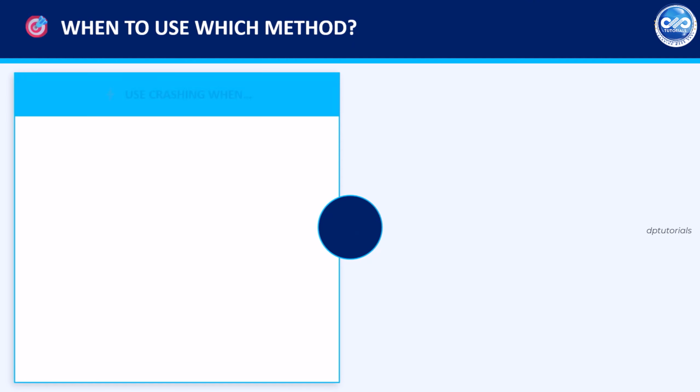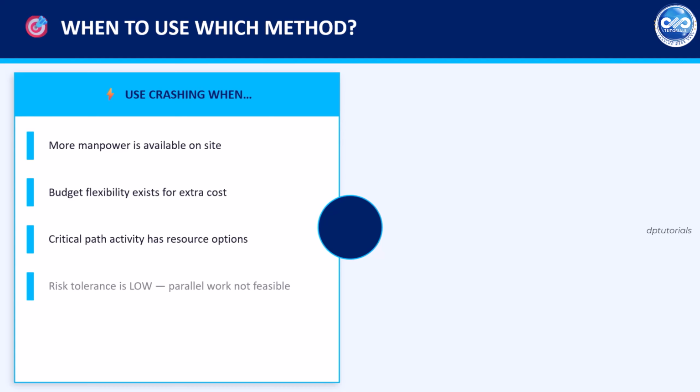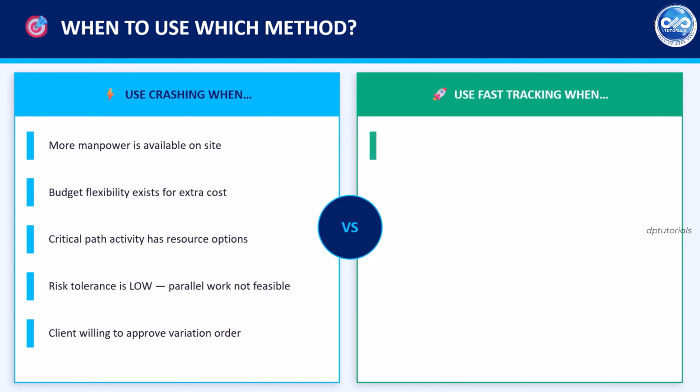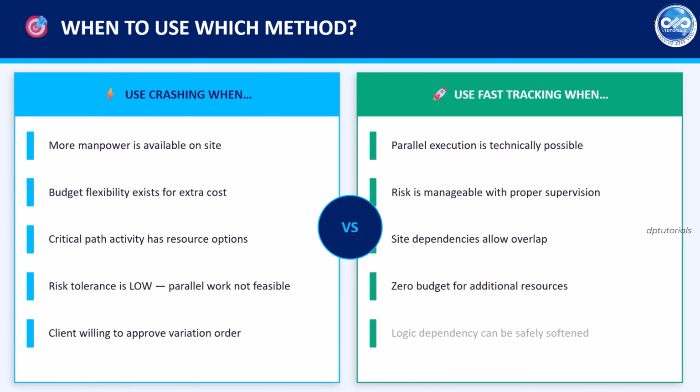When to use crashing: when more manpower is available and budget flexibility exists. Use fast tracking when parallel execution is possible, risk is manageable, and site dependencies allow overlap.